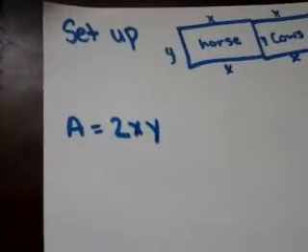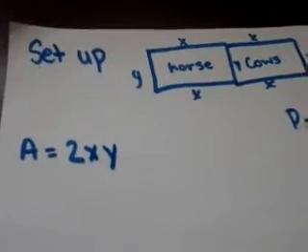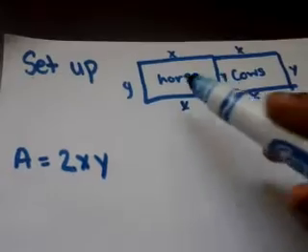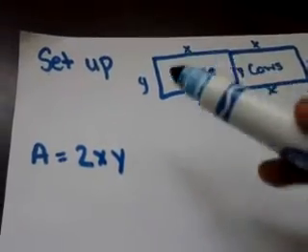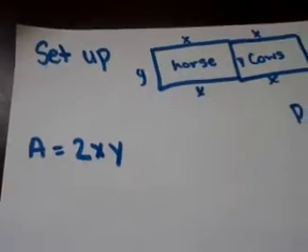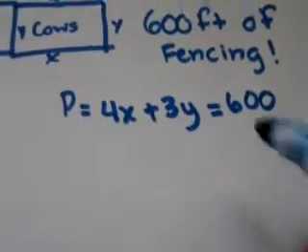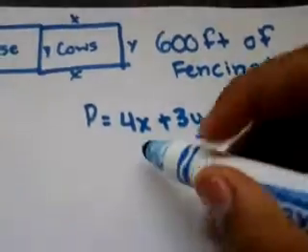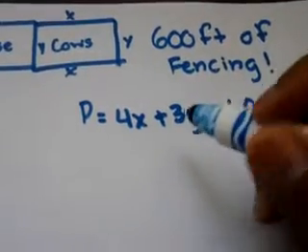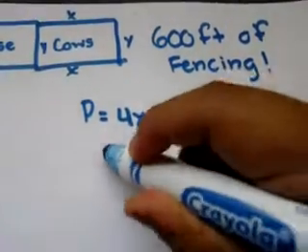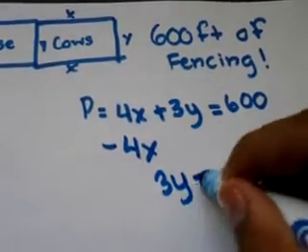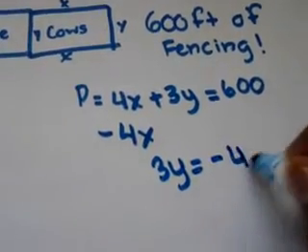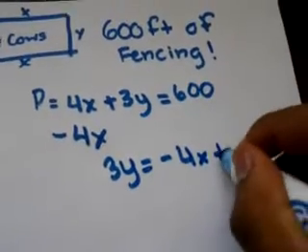Then our area will be 2x times y, because we will focus on one area of fencing needed. So right now we're just going to focus on the perimeter. The first thing we need to do is subtract 4x, which will be 3y equals negative 4x plus 600.